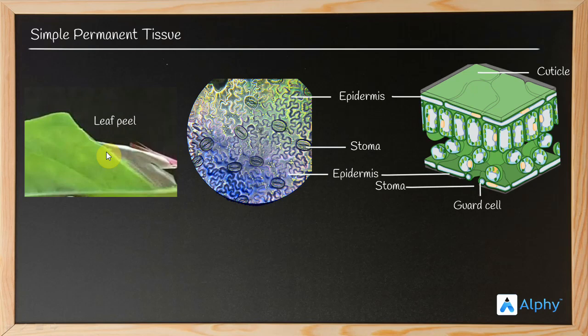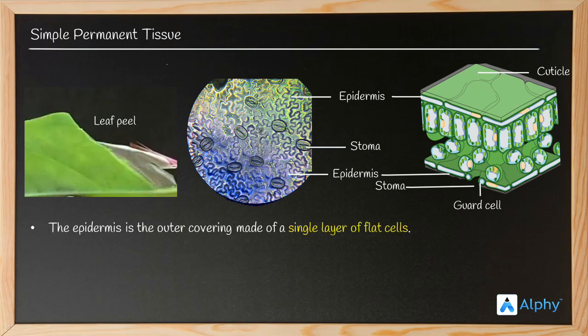Now we will go for statements. The first one: the epidermis is the outermost covering made of a single layer of flat cells. See, what is meant by epidermis? We are talking about the simple permanent tissues, right? Epidermis is one such simple permanent tissue, right? So what is meant by epidermis? It is the outermost layer and these are flat cells, and they are of a single layer. We can see a single layer here, right? So this is a single layer of flat cells, which is the outermost covering. So that is epidermis, the simple permanent tissue.